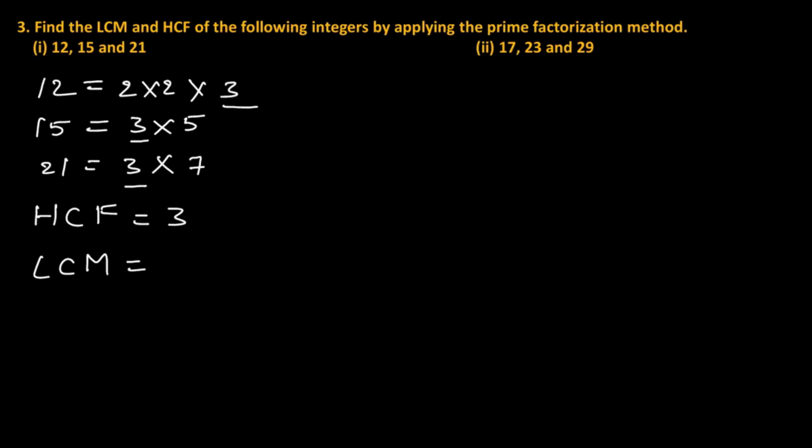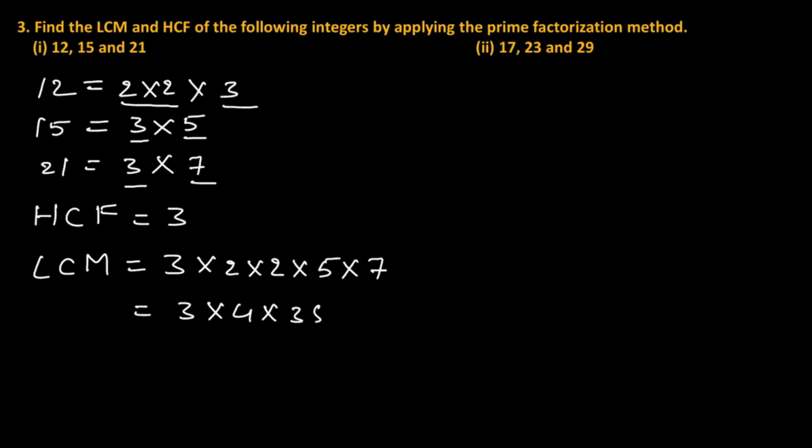So what is the LCM, the least common multiple of these three? LCM is, along with the 3, write down all the other numbers: 2 into 2, 5, 7. Along with 3, the common number you have to take only once. The remaining numbers you take: 2 into 2 into 5 into 7. So 3 into 4 into 35, which is nothing but 12 into 35. Now 12 into 35, you will get 420 after multiplication.